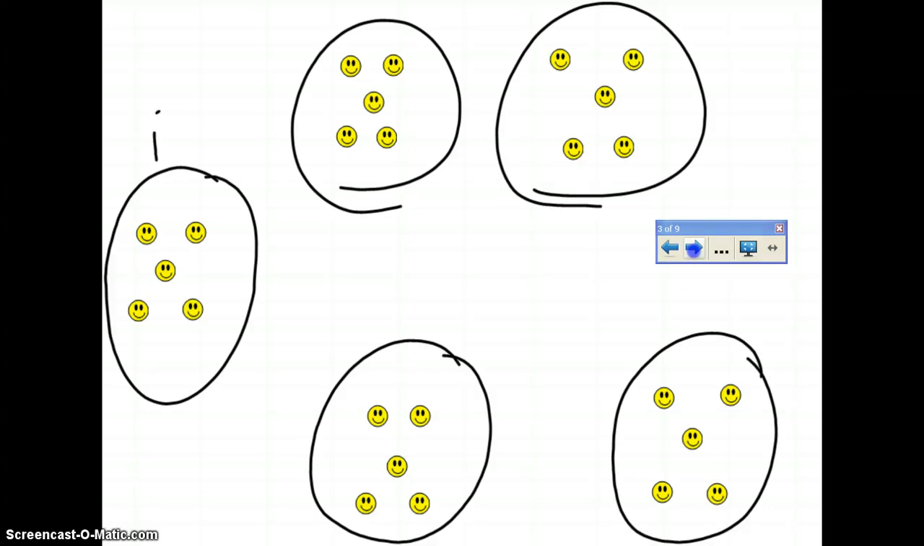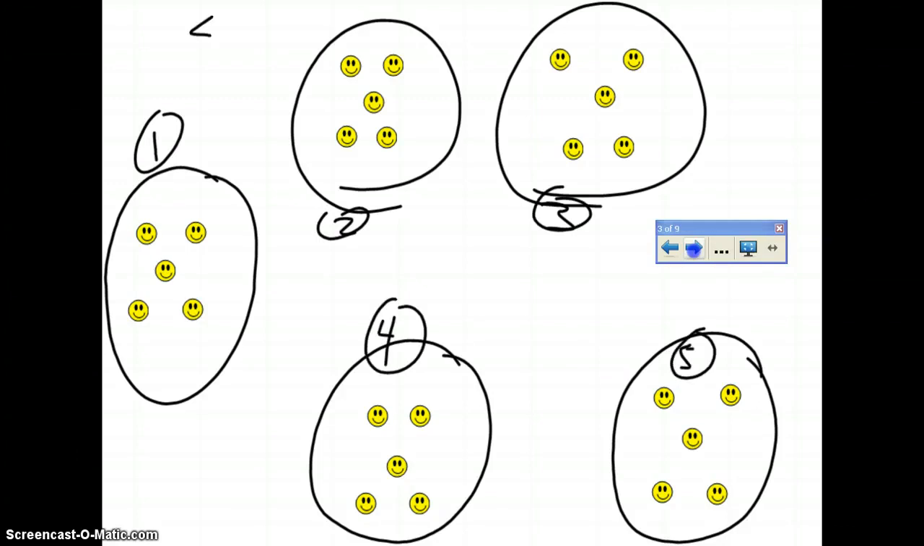So here's the first group of 5, the second group of 5, the third group of 5, the fourth group of 5, and the fifth group of 5. The question 5 times 5 is only asking you to multiply 5 groups of 5 happy faces. Now, they don't necessarily have to be happy faces, but you get the point. So 5 times 5 is the total number of all the happy faces.